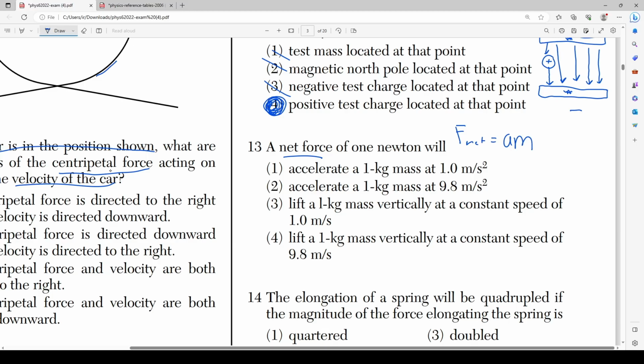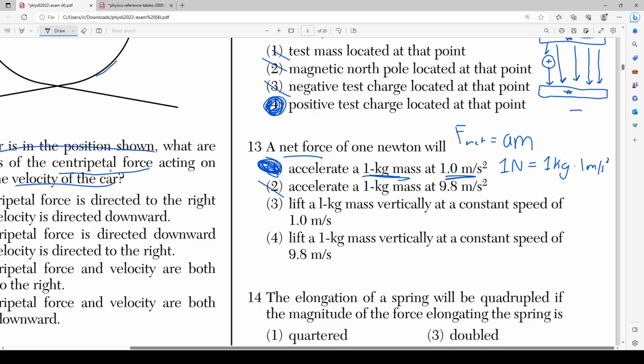I'm just going to plug in whatever they tell me here and verify it. If I have a net force of 1 Newton, my F net is going to be 1 N. And it's saying that it will accelerate a 1 kilogram mass at 1 meter per second squared. So is 1 Newton of net force equal to 1 kg, which is my mass, times 1 meter per second squared, which is my acceleration? So is 1 equal to 1 times 1? Yes, obviously. And if you're worried about the units, a Newton is a kilogram times a meter per second squared. Because 1 N is equal to 1 times 1, that's how you would solve this.